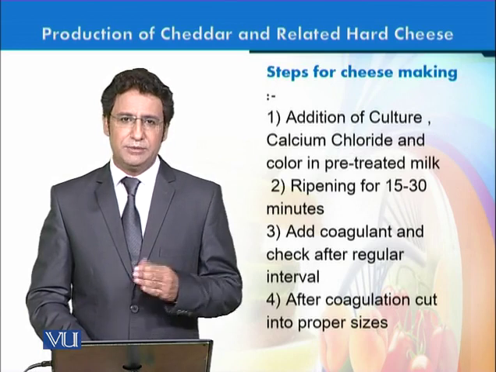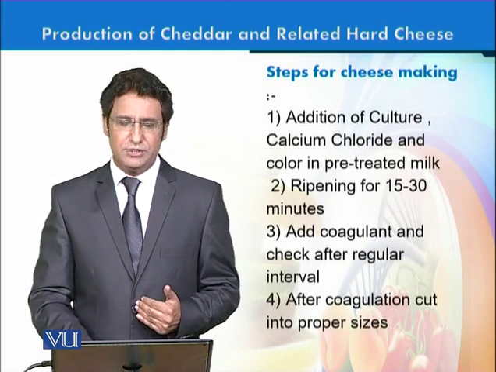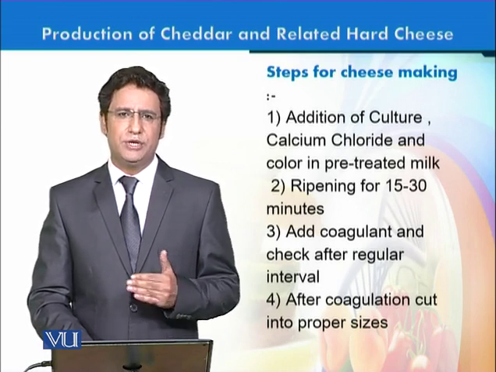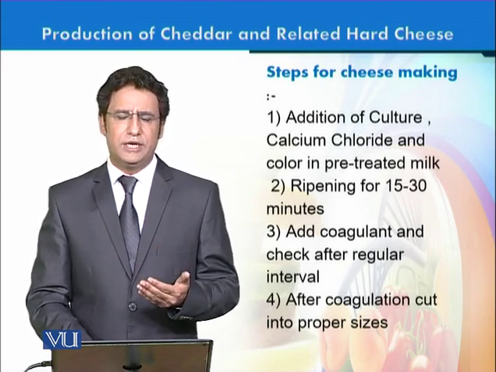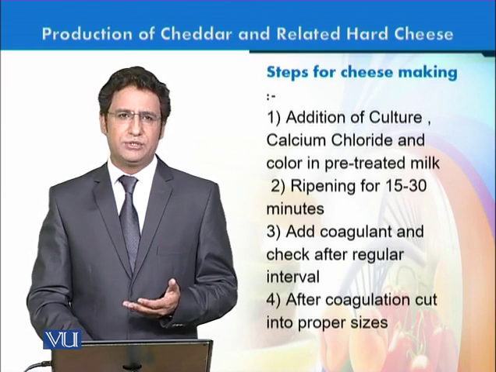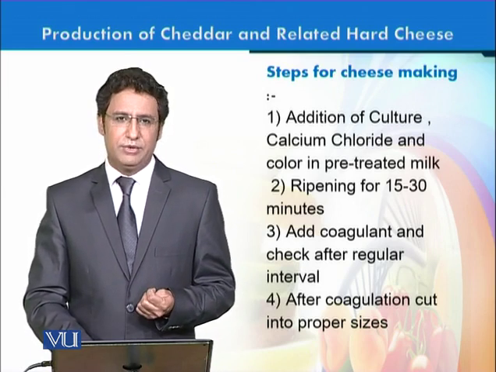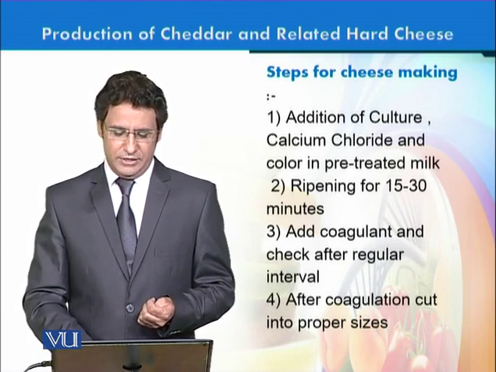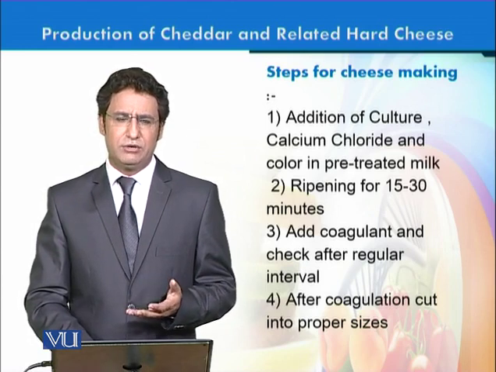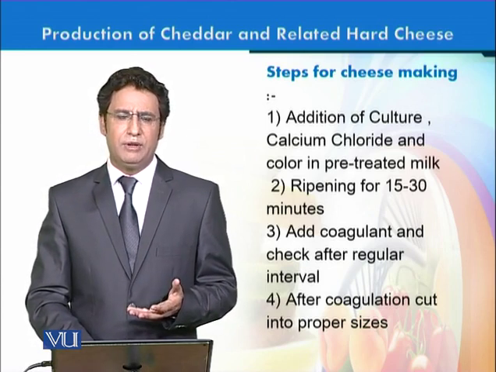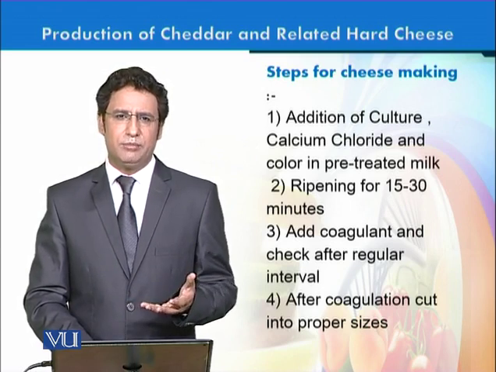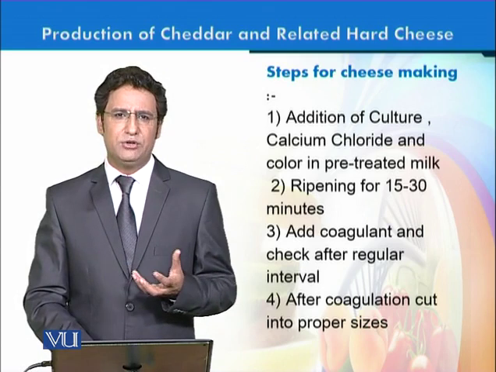If we look at the steps that are involved, we start with addition of culture and calcium chloride and color, if needed, in the pre-treated milk. So milk is treated, these additives are added, and then the process of ripening starts for 15 to 30 minutes. Coagulant is added and it is checked at regular intervals. This coagulant can be a chemical one, or it may be an enzyme, or it may be any other compound that can remove casein or protein in the form of curd from the milk.